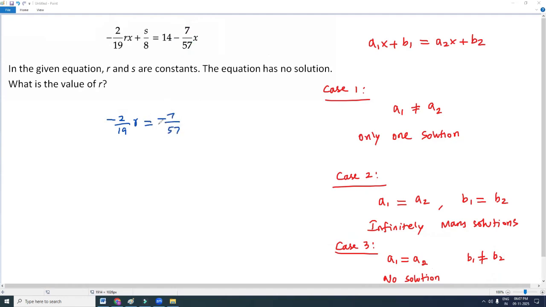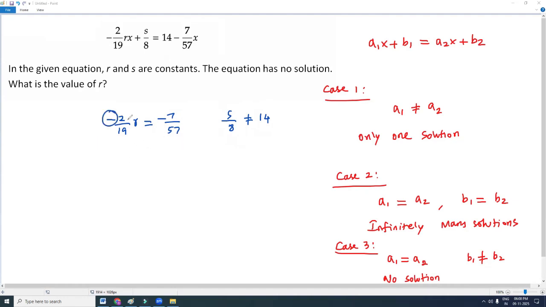So here the coefficients of x on the left side and right side must be equal. The constant term on the left side is s over 8. The constant term on the right side is 14. They must not be equal. For some value of s, the value of this one and this 14 are not equal, and we don't have to worry about this one. In this equation, we have to solve for r. That is, we have to get the value of r.